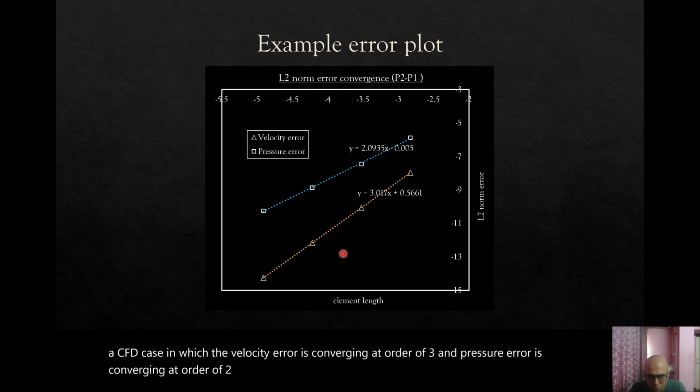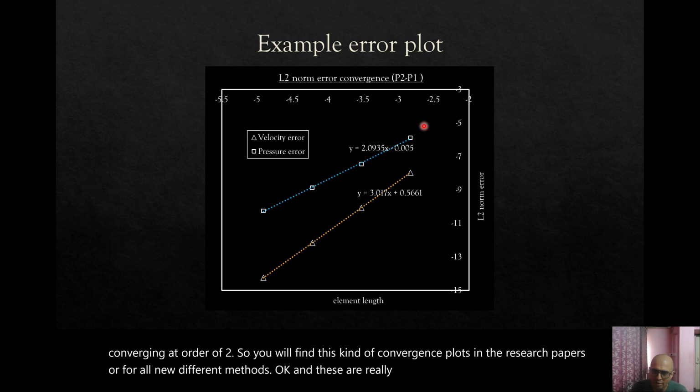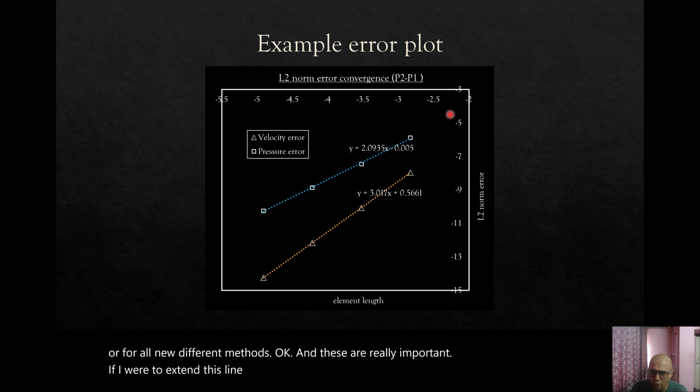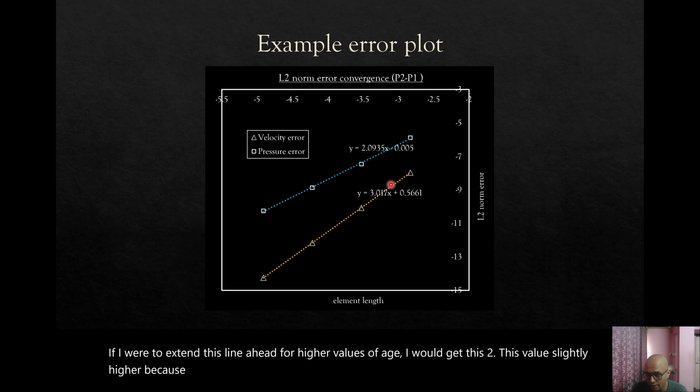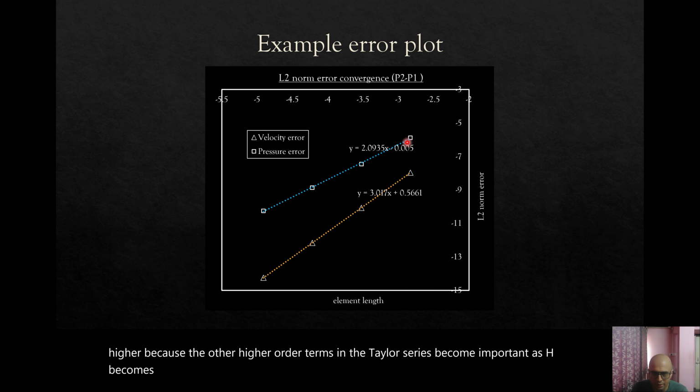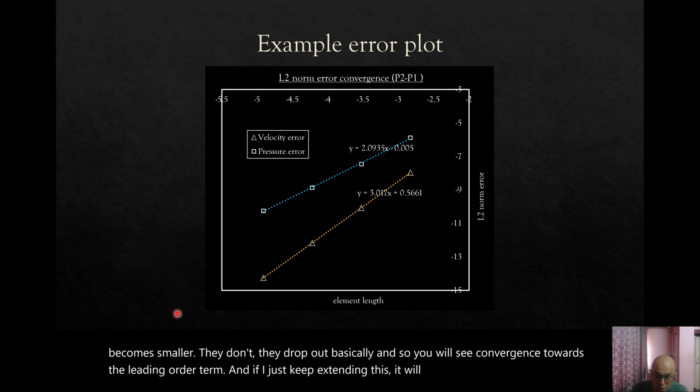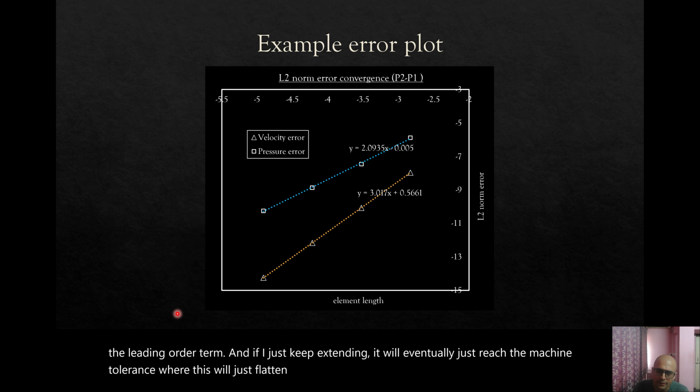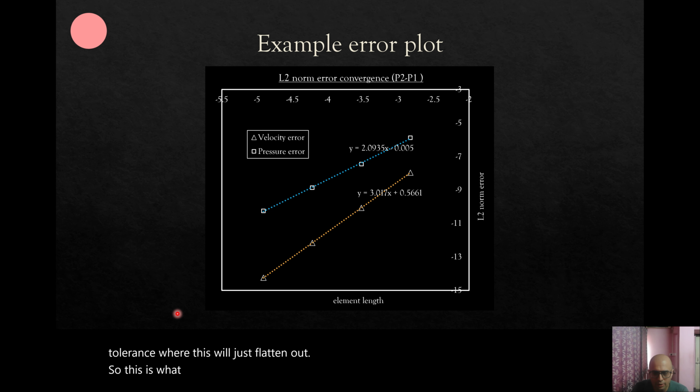You will find this kind of convergence plots in research papers for all the different new methods, and these are really important. If I were to extend this line ahead for higher values of h, I would get this value slightly higher, because the other higher order terms in the Taylor series become important. As h becomes smaller, they drop out, and so you will see convergence towards the leading order term. And if I just keep extending this, it will eventually reach the machine tolerance where this will just flatten out. So this is what I wanted to talk about in finite differences.